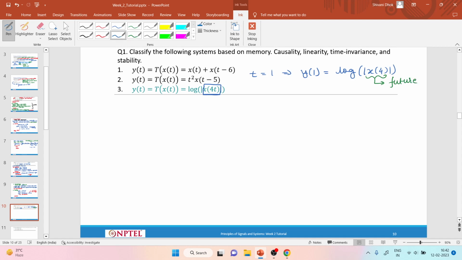Also, if my t is equal to minus 1, this means that y of minus 1 will be equal to log of absolute value of x of minus 4. So this minus 4 and minus 1, this means that this is a past dependency. Since we are having a future dependency as well as a past dependency, this system is not causal and it is not memoryless.